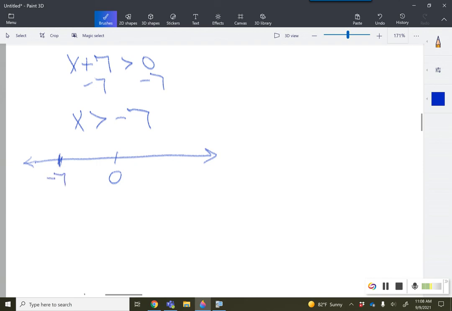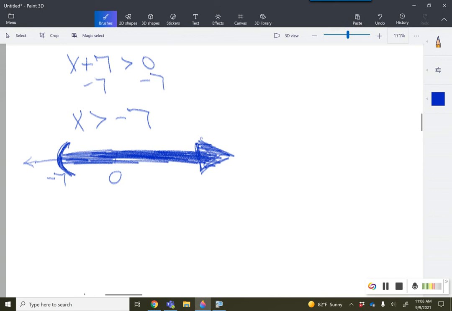Now, x is greater than negative 7, which means x is bigger than negative 7, which means we're going to shade the area bigger than negative 7, so towards the bigger numbers. Okay, because it is not equal to, we are going to use parentheses that open up towards the shading. If it was equal to, we would use a bracket. But since it is not, we will use parentheses.